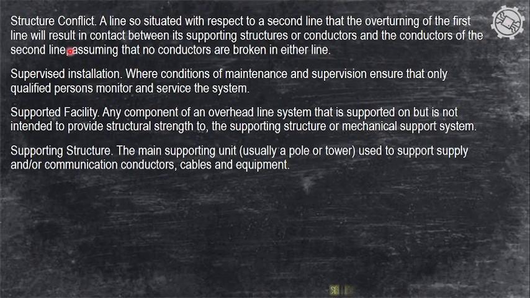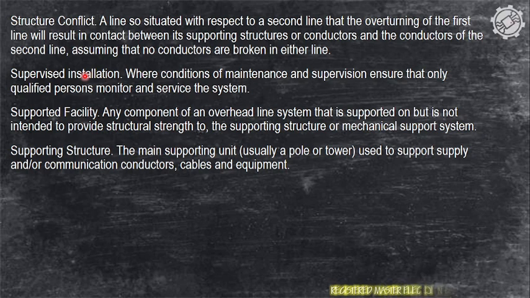Okay, structural conflict: a line so situated with respect to a second line that overturning of the first line will result in contact between its supporting structures or conductors and the conductors of the second line, assuming that no conductors are broken in either line. This means you could not interchange the two conductors if they have a structural conflict. Supervised installation: where conditions of maintenance and supervision ensure that only qualified persons monitor and service the system.